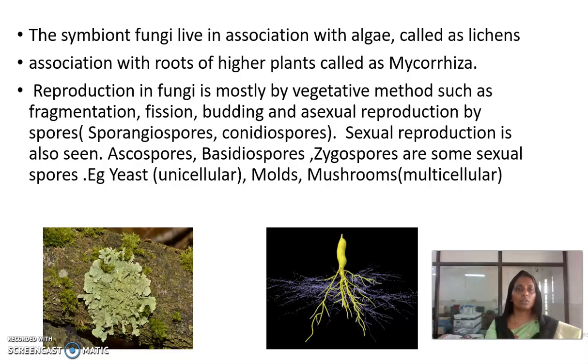And these fungi are also capable of producing sexual spores. Ascospores, basidiospores and zygospores are some of the sexual spores produced by fungi. But we can see some fungi which lack sexual reproduction, or the sexual cycle is absent. Such fungi are called imperfect fungi, or they are grouped under deuteromycetes.